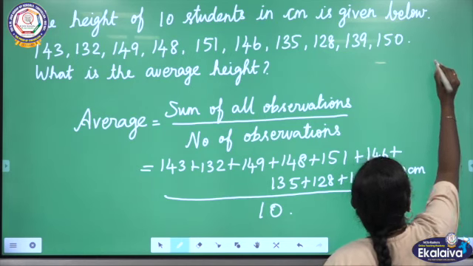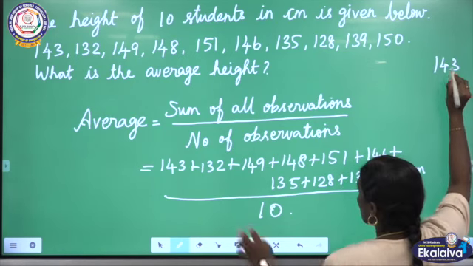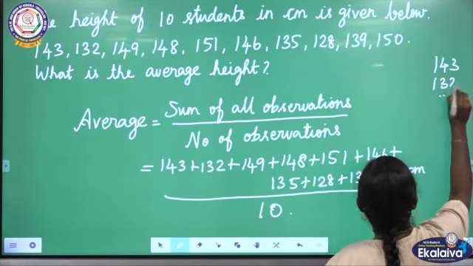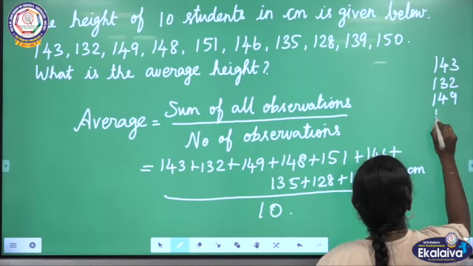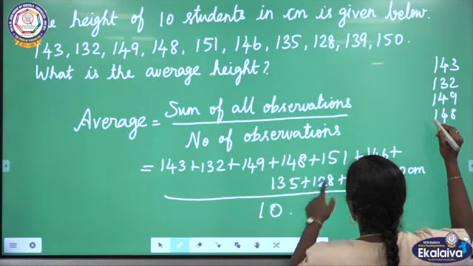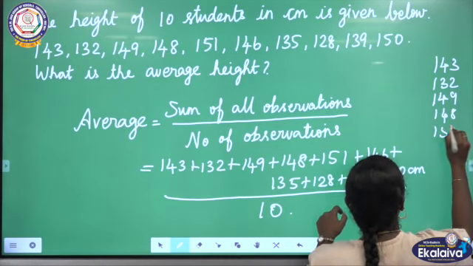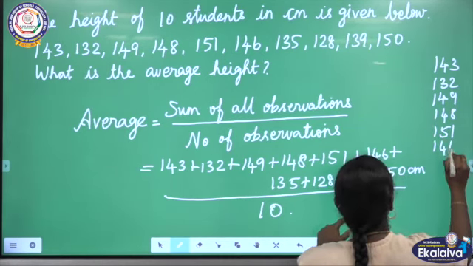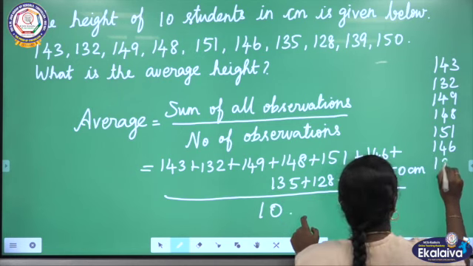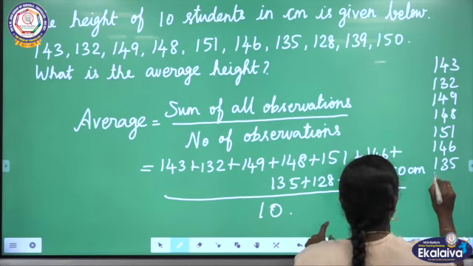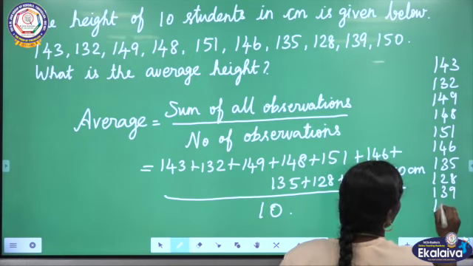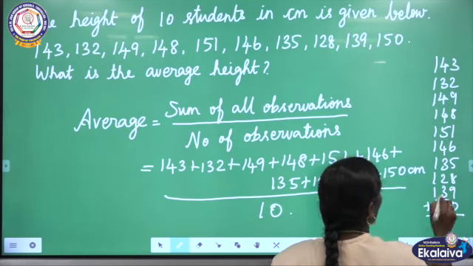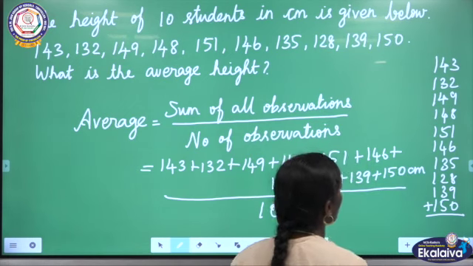Here first one 143, 132, 149, 148, 151, 146, 135, 128, 139 and 150. Now we have to find the sum of these numbers.